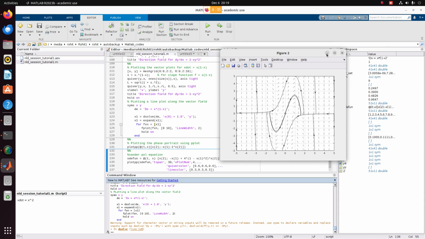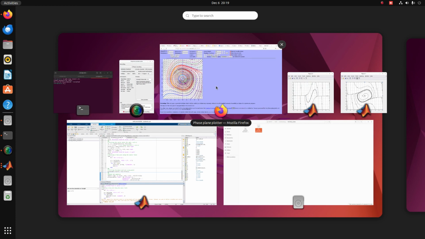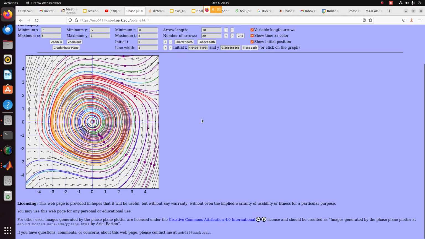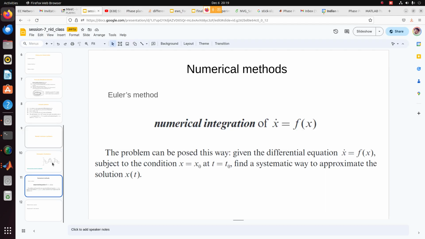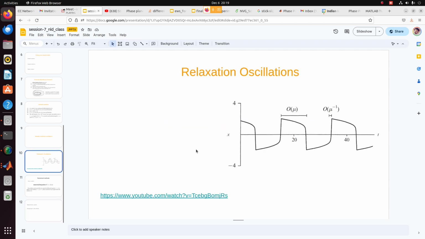So this is how you plot the vector fields and the trajectory in the vector fields, and evaluate the phase portrait of a system. In this tutorial one, you can try these things with different equations which we have studied till now. We discussed Euler's method, the modified Euler's method and the Runge-Kutta method. As I mentioned, for the relaxation oscillation, you can plot the x and t values, and you will get curves that go like this.